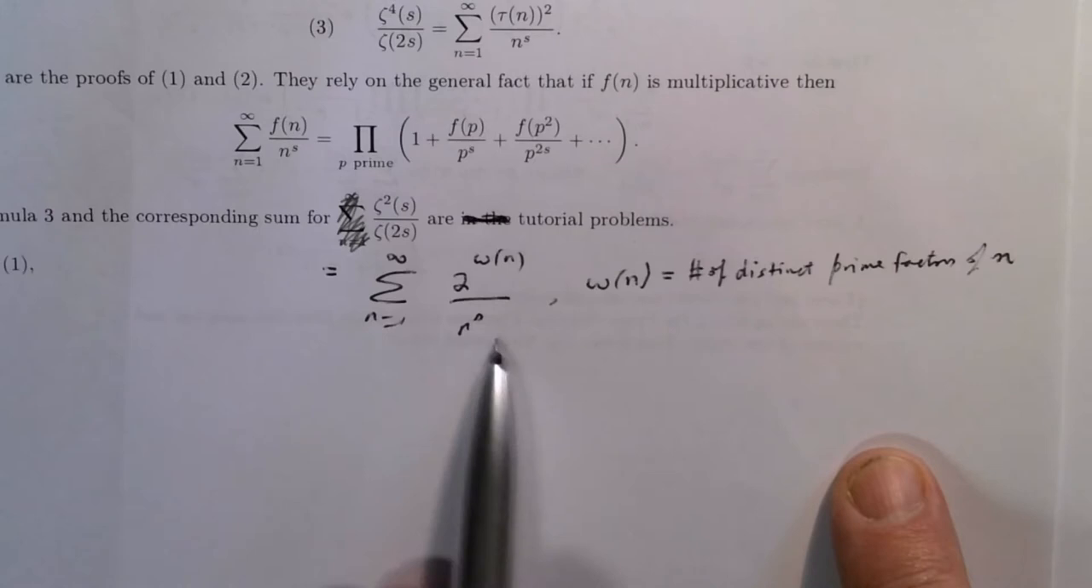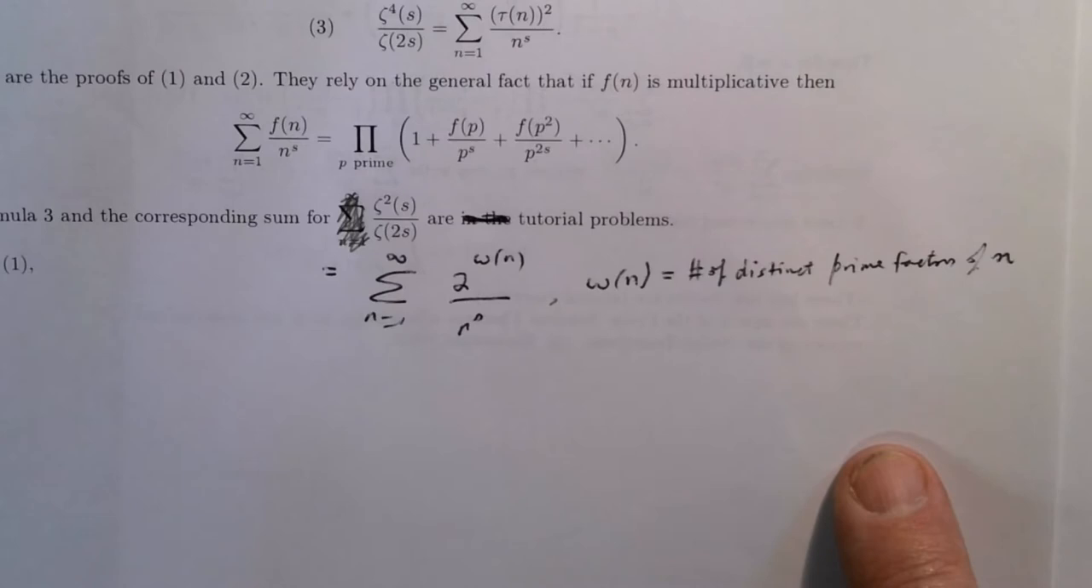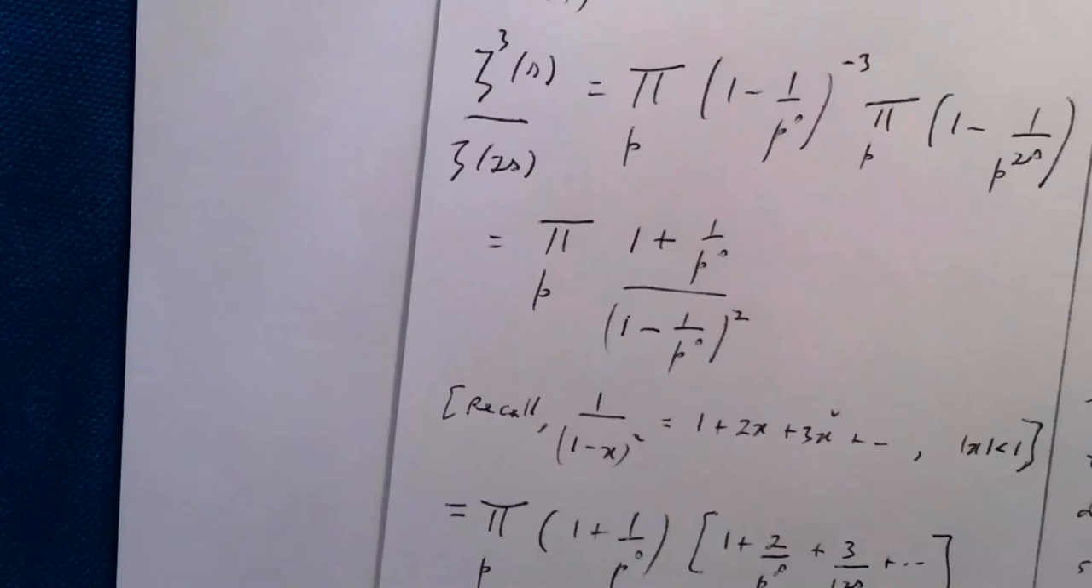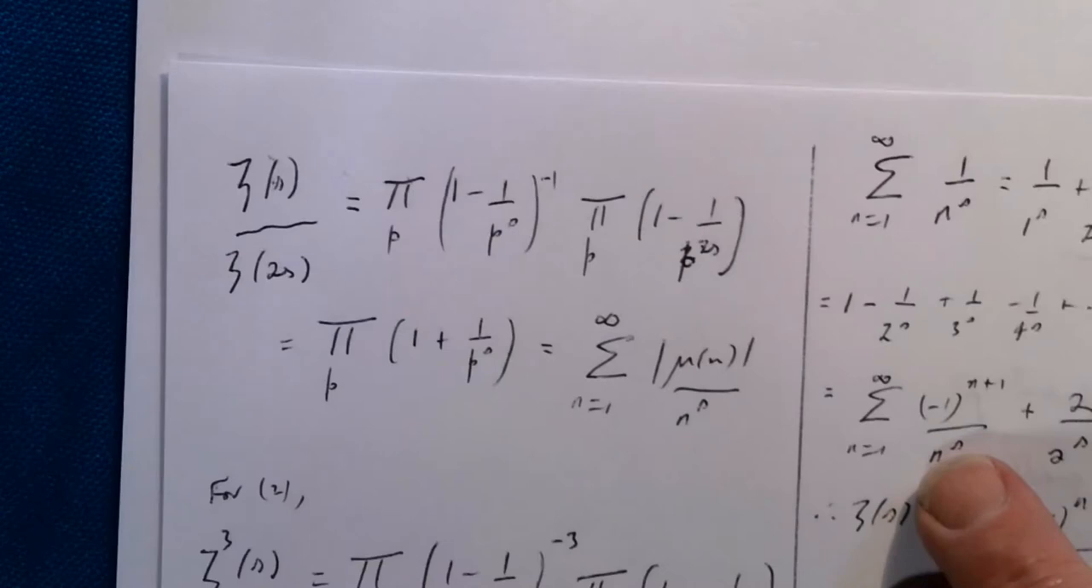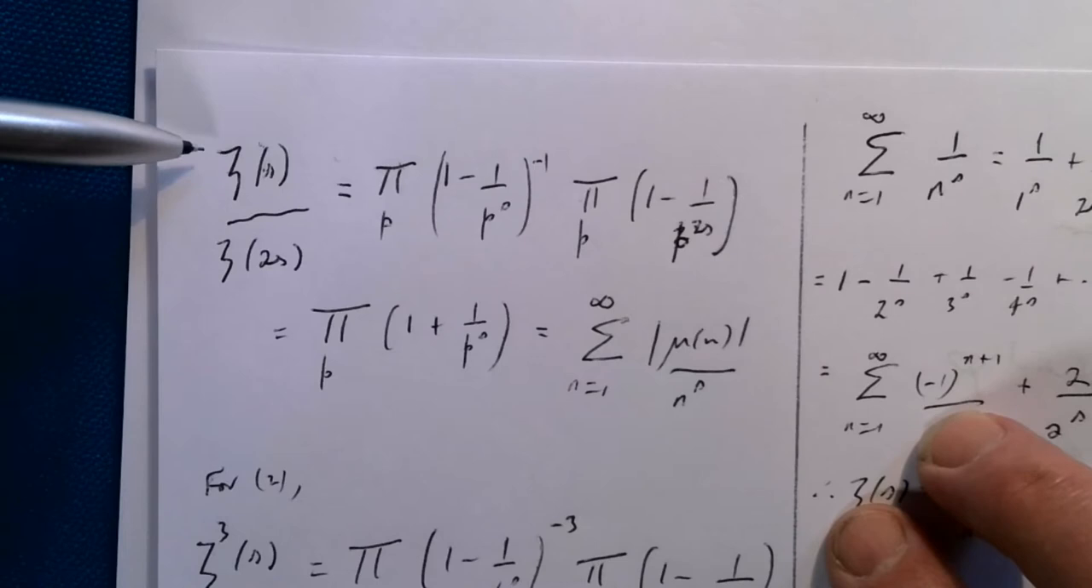So they're left as tutorial problems. Let me just go through and give you the flavor of how these are not very hard to do, just to give you a flavor of how to do the first couple. So for the first one, I'm going to start off with the left-hand side. I'm going to start off with zeta of s on zeta of 2s.